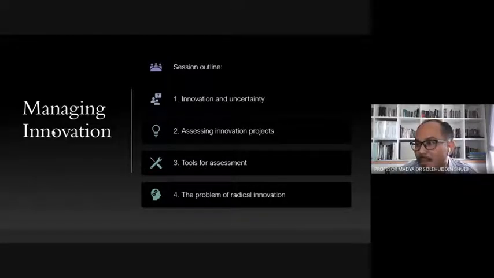So for this session, these are the coverage of the topics. First, the coverage of innovation and uncertainty. Number 2 is how to assess the innovation project. Then what will be the tools that will be used for assessment. And number 4 is the problem of radical innovation.